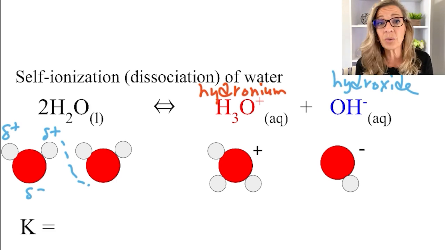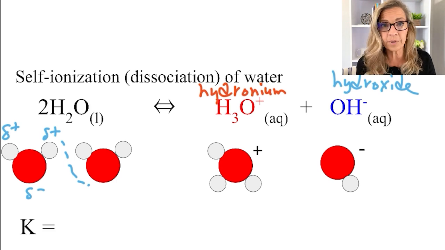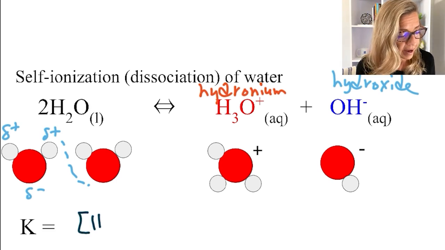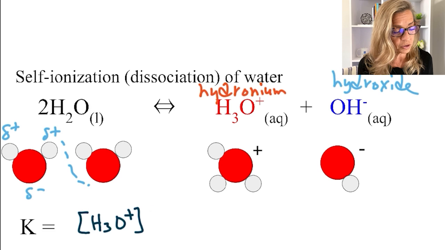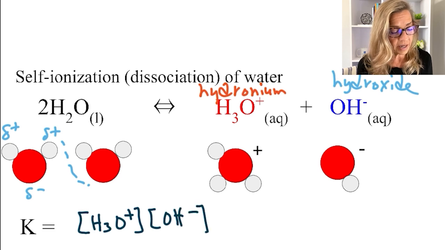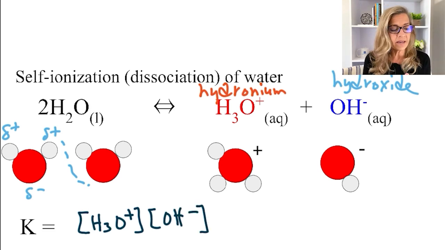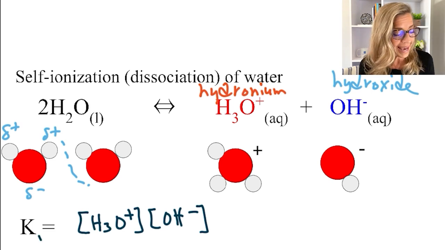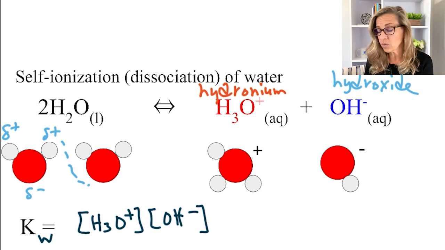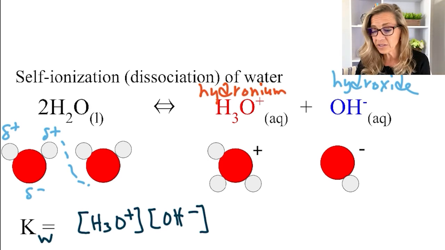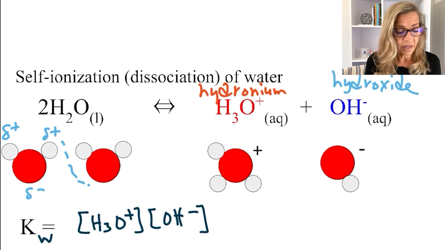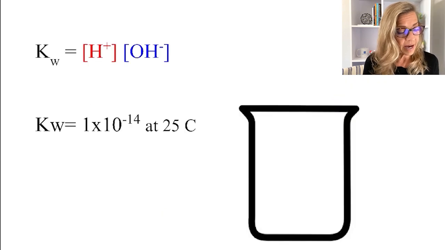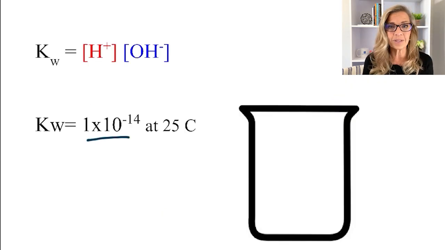And this is equilibrium, and if we were to write the equilibrium constant expression, we would have the hydronium ion concentration times the hydroxide ion concentration. And then nothing would be on the bottom of this expression because water is a liquid here. And so this is what we call the Kw for water. And this is a constant. It's a known value. At 25 degrees, this happens to be 1 times 10 to the negative 14th.